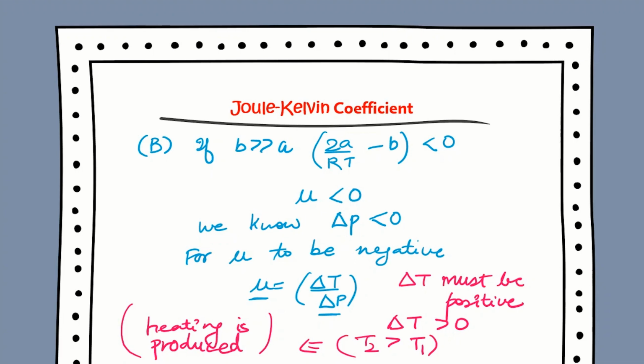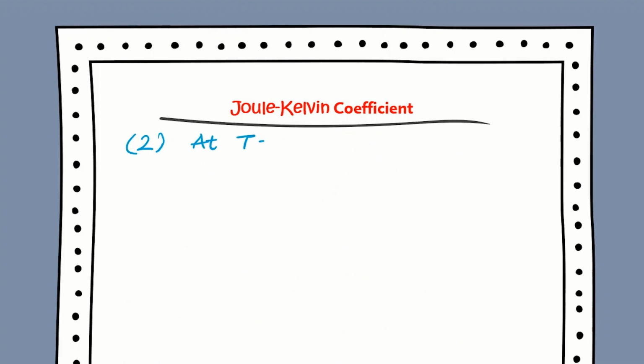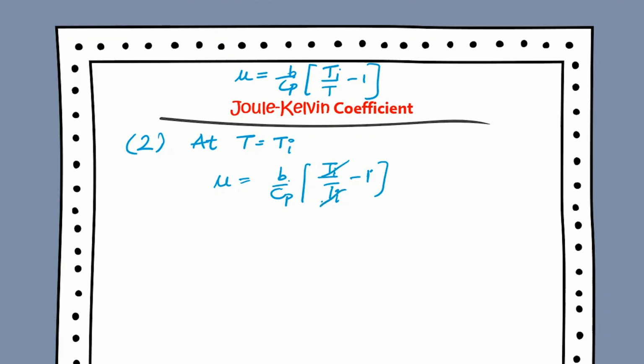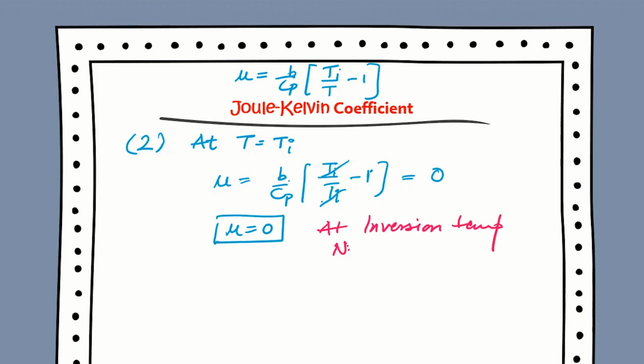So now let's see the last case. At T is equal to Ti, the inversion temperature. Then we know the expression for mu in terms of inversion temperature. Now we'll replace this T with Ti, because we are at the inversion temperature, minus 1. So this will cancel and we will get 1. So it's 1 minus 1, 0. So mu is 0 at inversion temperature. At inversion temperature, no heating or cooling is produced.